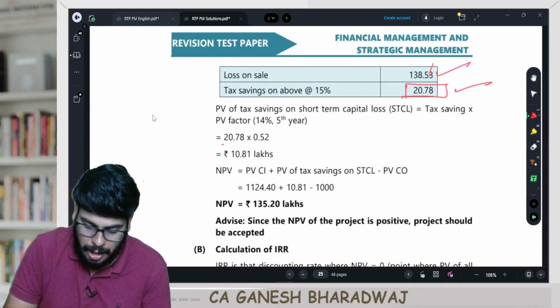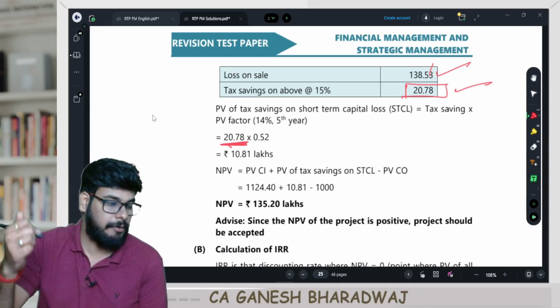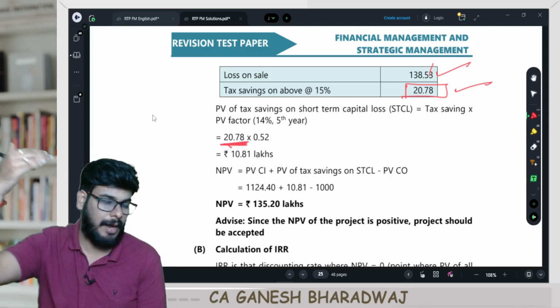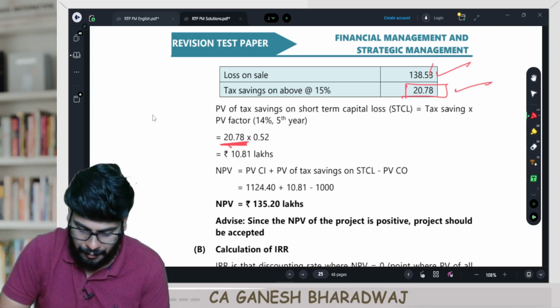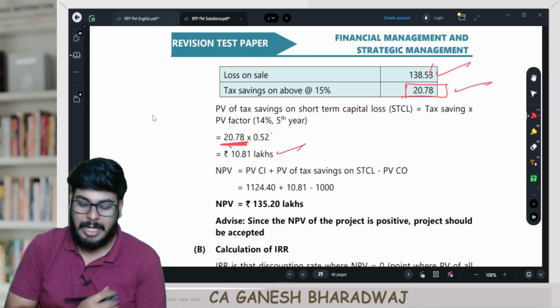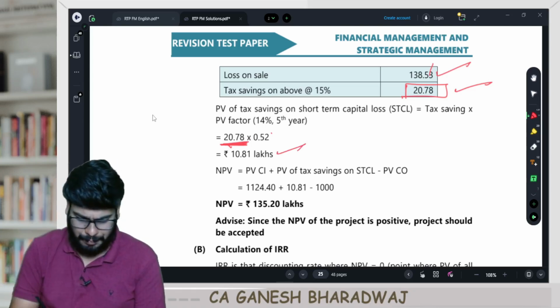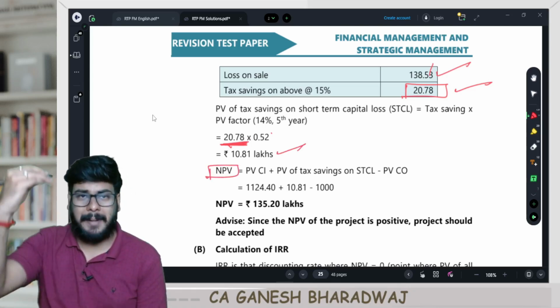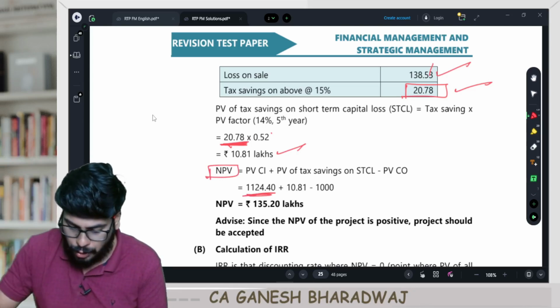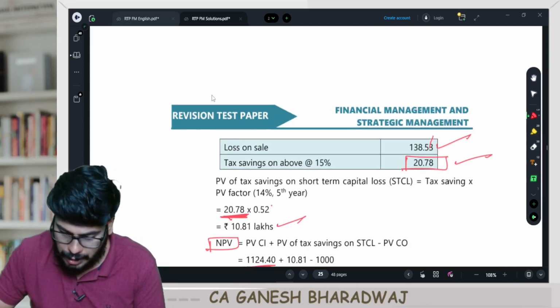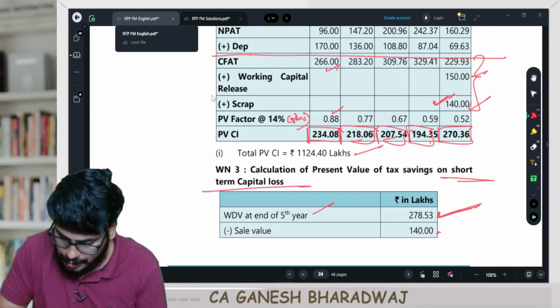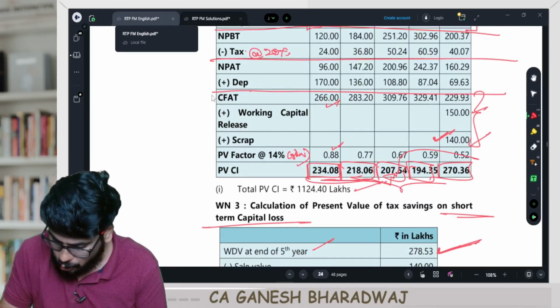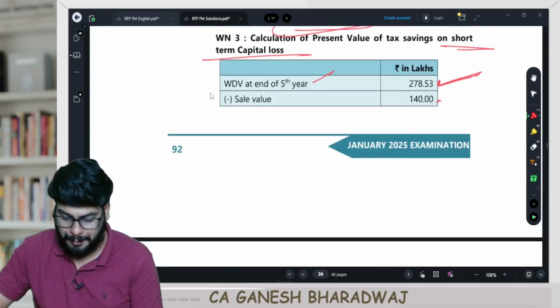Now you consider it. 20.78 into 0.52. 0.52 is going to be the present value factor for 14% at the end of 5 years. So you multiply that, you get how much? 10.81 lakhs. So now NPV is going to be what? Present value of cash inflows 1124.40. This figure you've already got here, right? This is the sum total of all this. Sum total of all this 1124.40, right?